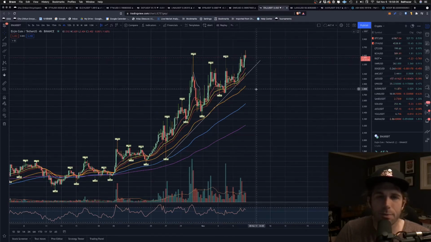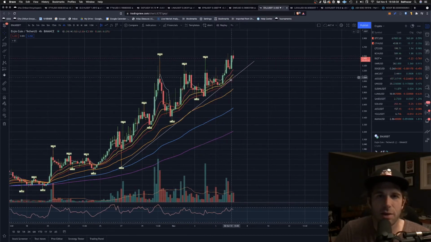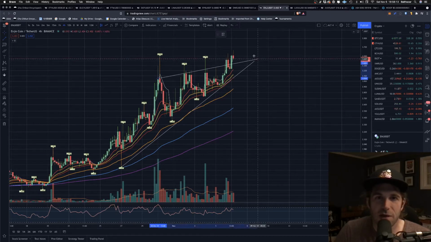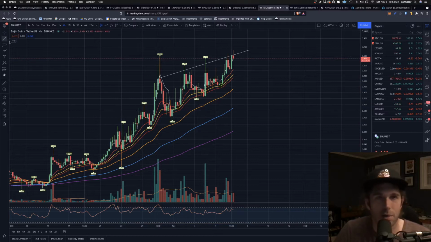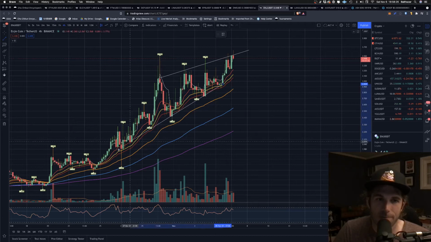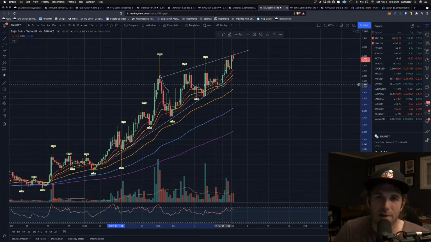This is interesting. With this one, I'm inclined to use these candle bodies more than the actual candle wicks, just because we're getting a lot of gigantic wicks on this name. Let's see if I can find a better line here. It's not the clearest line, but if you use the candle bodies, then you could argue that this is a decent line here.